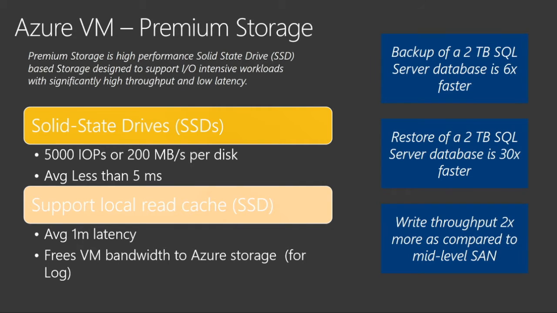And these are some of the benchmarks from our internal testing. Backup to premium storage is 6 times faster than standard disks. Restore is 30 times faster. And write throughput is 2 times faster than the regular SAN that you may be used to.